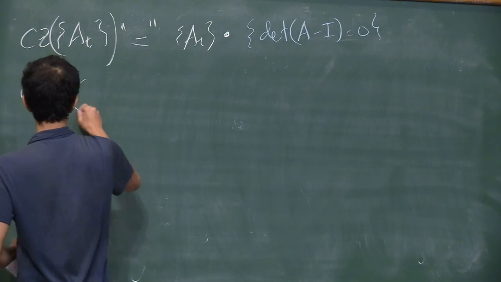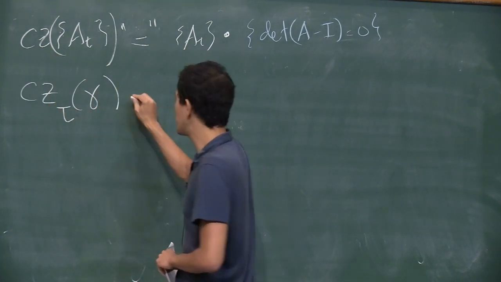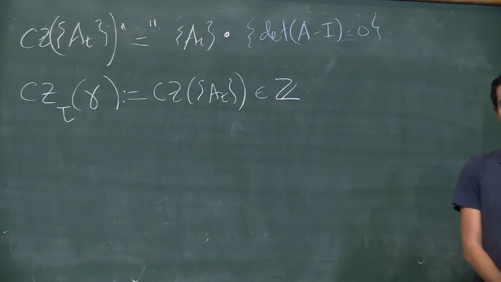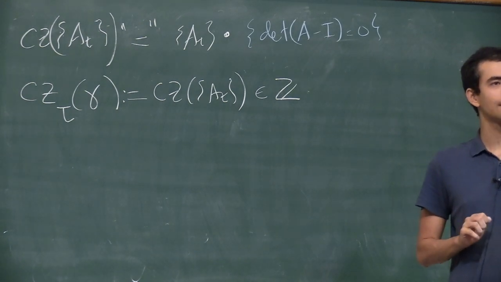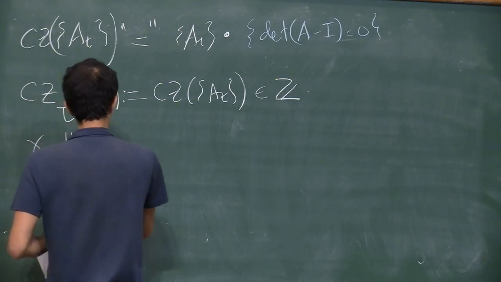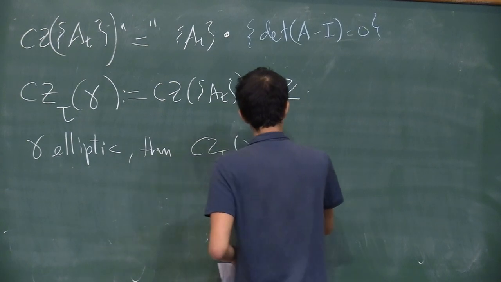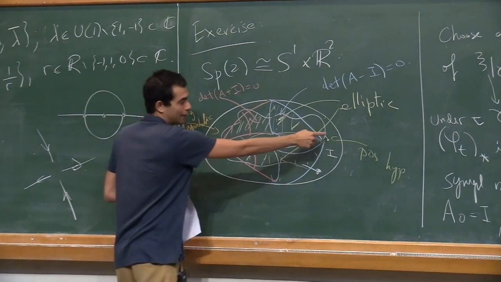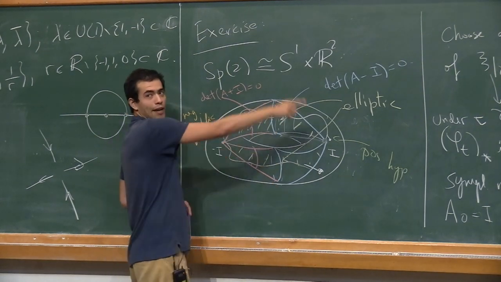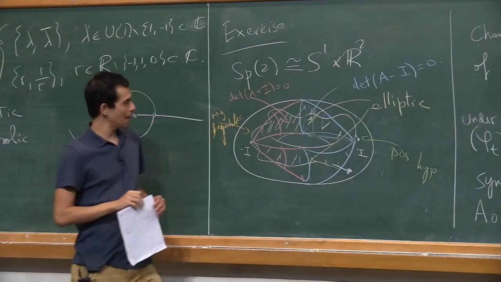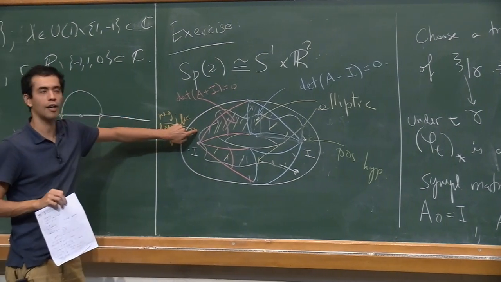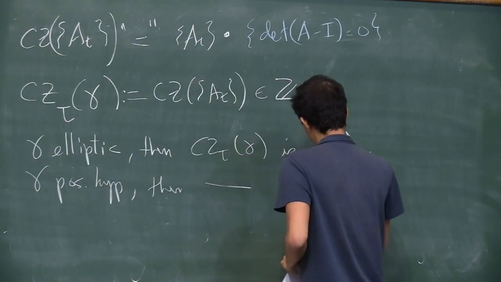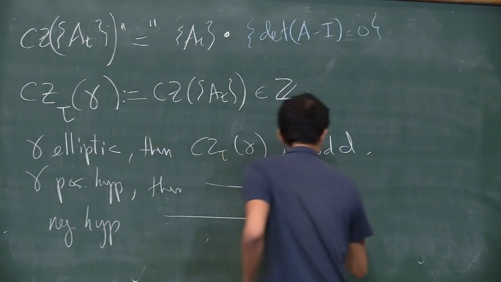And then define the Conley-Zehnder index of the Reeb orbit relative to the trivialization tau to be this number. Okay, so this is an integer. What you can notice, it's easy to see from the picture already, is that if gamma is elliptic, then this number is always odd. Because I start here, and if I'm elliptic, I'm inside of these bananas, so I have to intersect the blue guy either once, or three times, or five times, and so on. If you're positive hyperbolic, then it's even. And if you're negative hyperbolic, then it's odd.